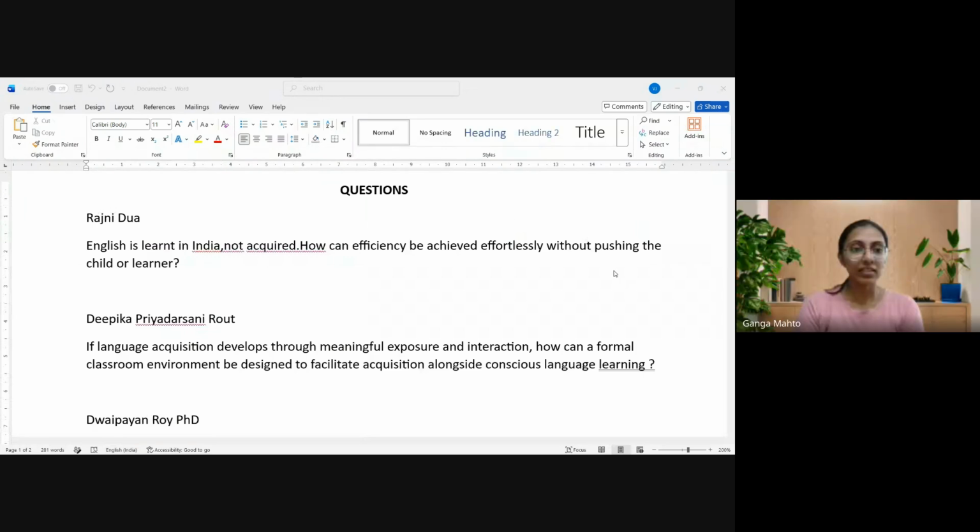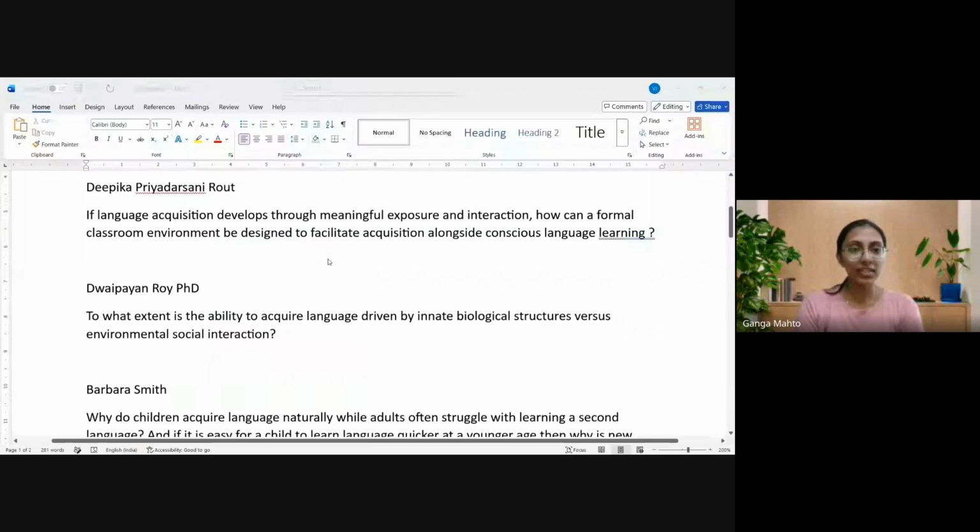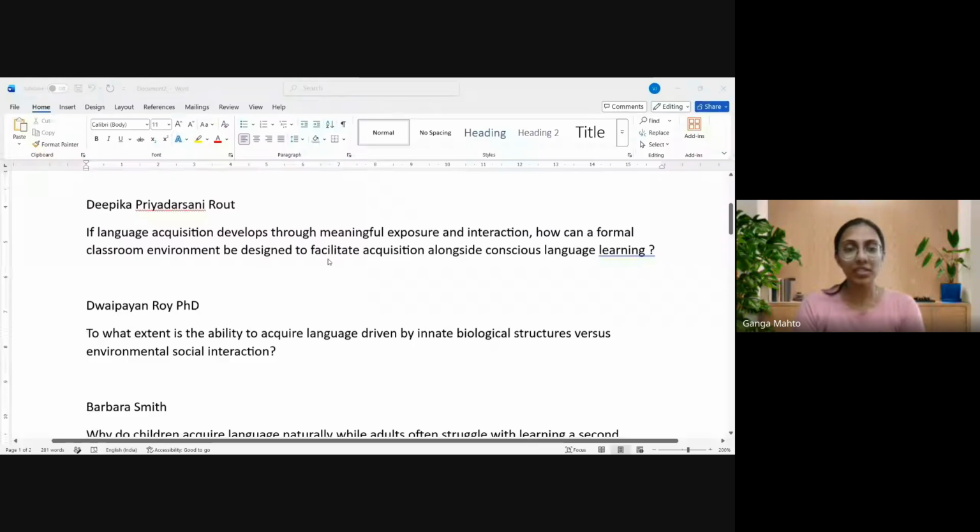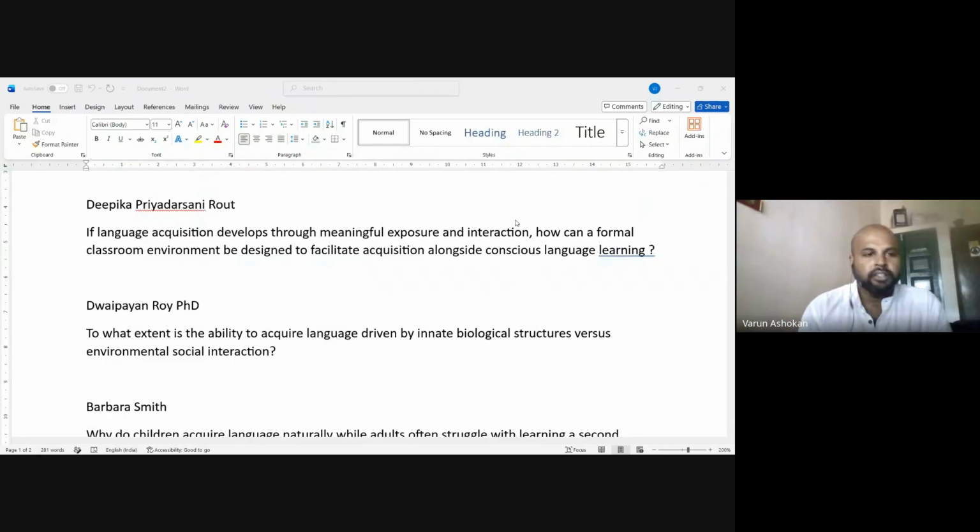Right, sir. Next question is by Deepika. If language acquisition develops through meaningful exposure and interaction, how can a formal classroom environment be designed to facilitate acquisition alongside conscious language learning? Okay. So if language acquisition develops through meaningful exposure and interaction, how can a formal classroom... when we speak about formal classroom environment, it is not that the form.